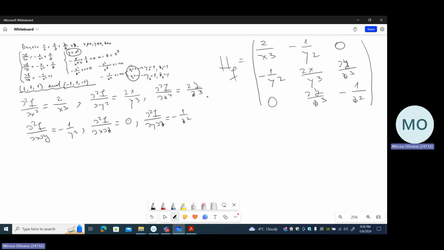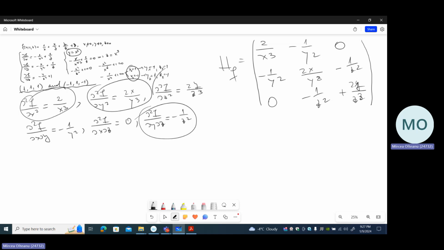Sorry, here, no, here is 2y over z to the 3. And here we replaced the wrong value. Here it's minus 1 over z squared, minus 1 over z squared. Okay. On the main diagonal, we need to have the non-mixed second order partial derivatives. It's y to the 3. And here is y. Okay. 0, 0.